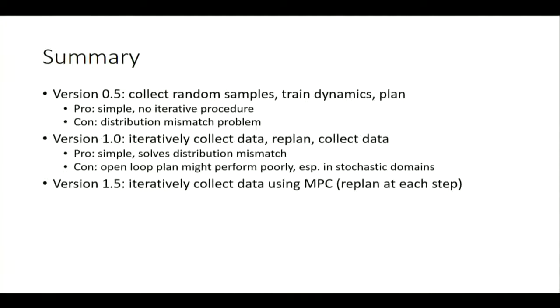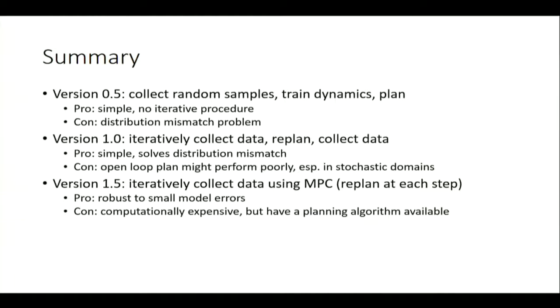So that leads us to version 1.5, which is you iteratively collect data and then use MPC, meaning that you replan at every step. The advantage of this is that it's robust to small model errors. So even if your model is not quite perfect, so long as it has the right idea, you'll probably get pretty good data, and then you can fine-tune your model. The disadvantage is that it's computationally quite expensive, and you need to have some planning algorithm available to actually perform this iterative replanning. So in some domains that's straightforward. In some domains you might need to work a little bit to design your planning algorithm.